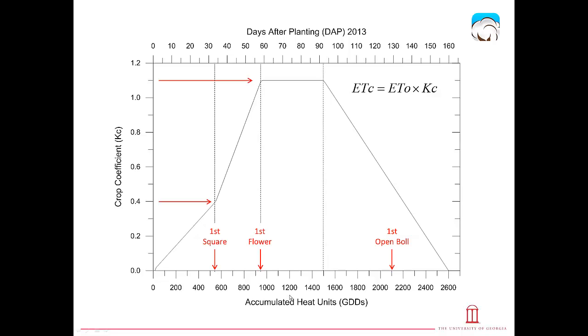We trigger the crop coefficient changes according to growth stage based on the growing degree days, because if you have a week or two of cloudy, cool weather, the plant is not going to develop as quickly as it would if those 2 weeks were sunny and hot. And so accumulated heat units is a better indicator of how quickly the plant develops.